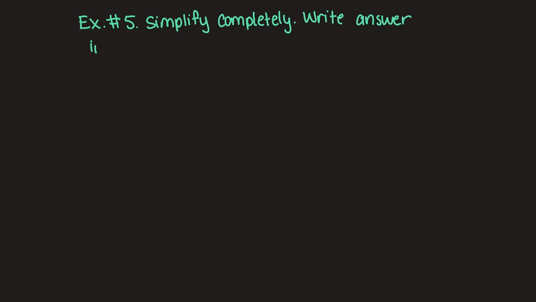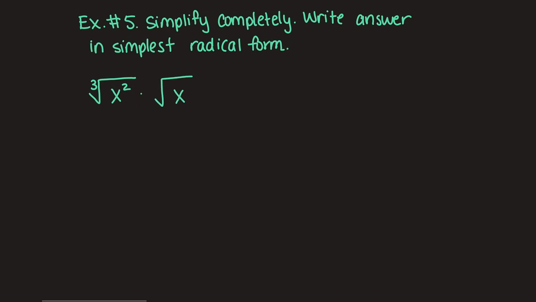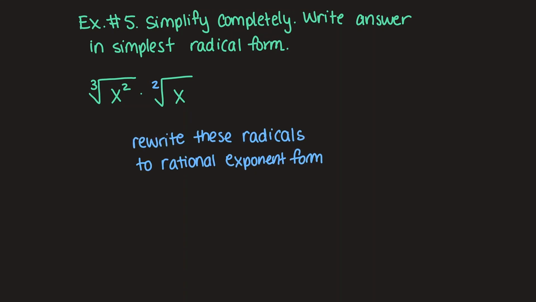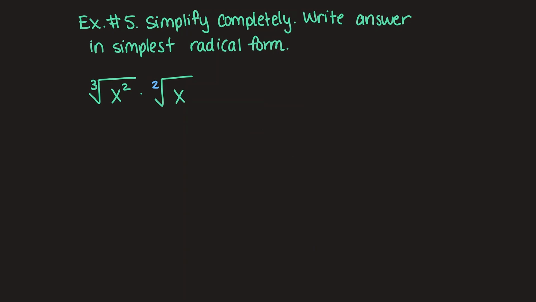And the last topic that we need to go over is how to simplify radicals if they have different indices. So for this example, we want to simplify the radicals completely. And notice that they have different indices. We won't be able to use our product rule on this. So what we can do is we'll have to rewrite these radicals in rational exponent form, and then see if we can simplify. So we can rewrite this as x raised to the 2/3 times x raised to the 1/2.